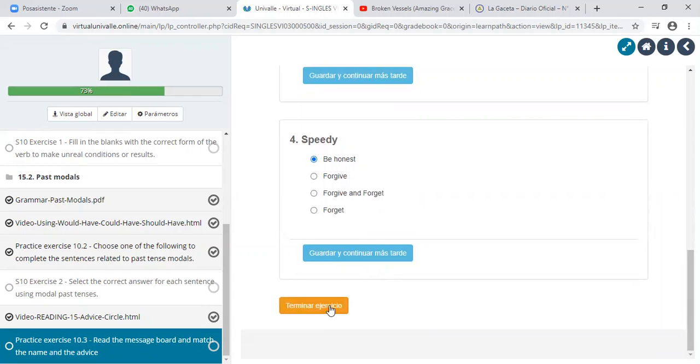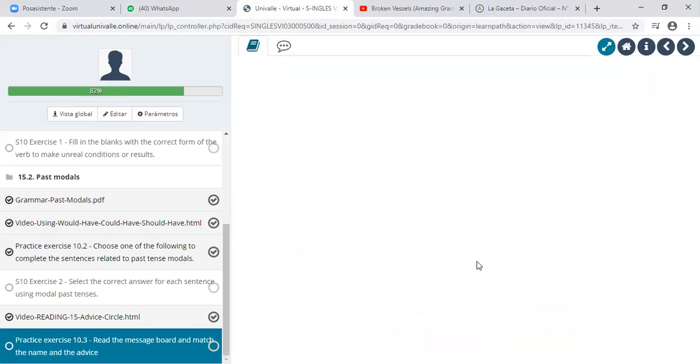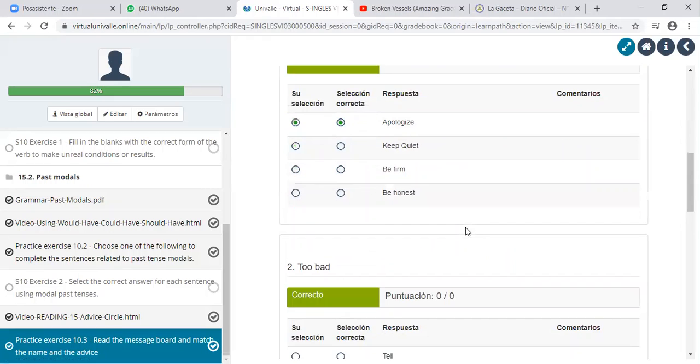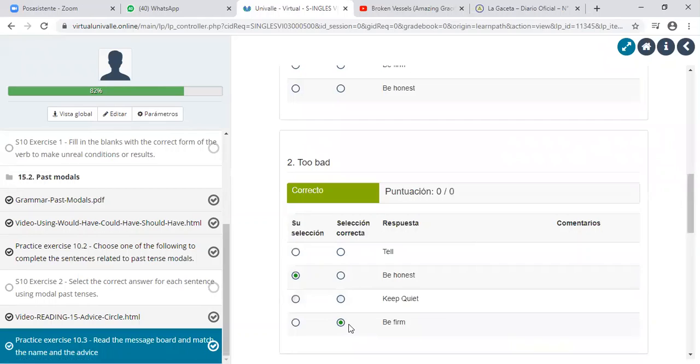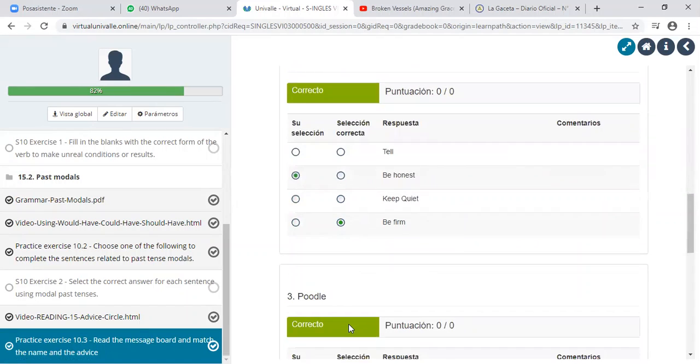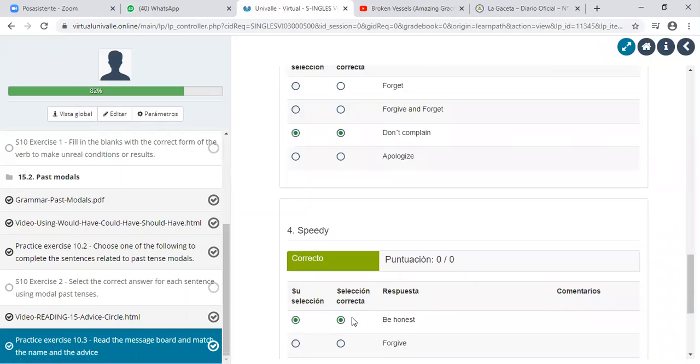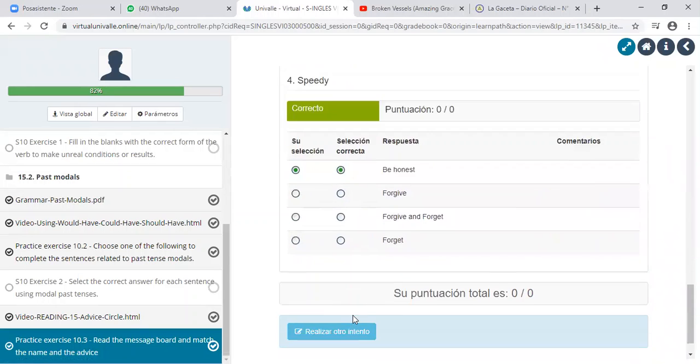Okay. I'm gonna submit our answers and we are going to check the results. Number 1 is correct. Number 2, in this case, it's be firm. Okay. Too bad refers to be firm. Number 3 is correct. Poodle, don't complain. Number 4, speedy, be honest.